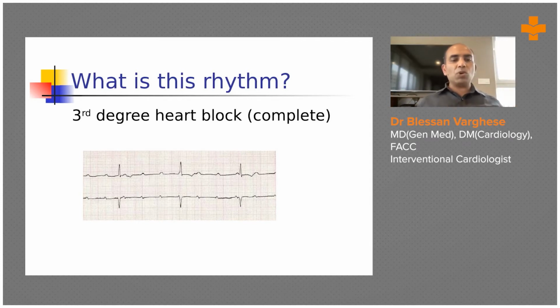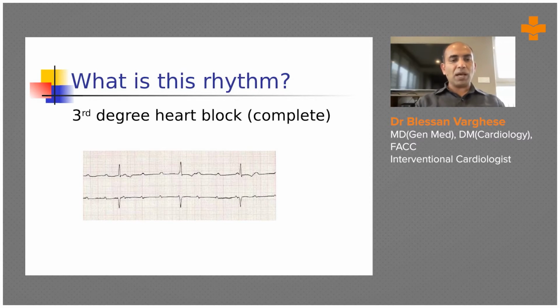The P wave is produced from the SA node. The QRS complexes may be produced from the junction, that's the bundle of His, or it may be a ventricular rhythm. So both are produced from different pacemakers. That's what we call the third degree heart block or a complete atrioventricular block. That simply means there is no relation on the ECG between the P wave and the QRS complex.